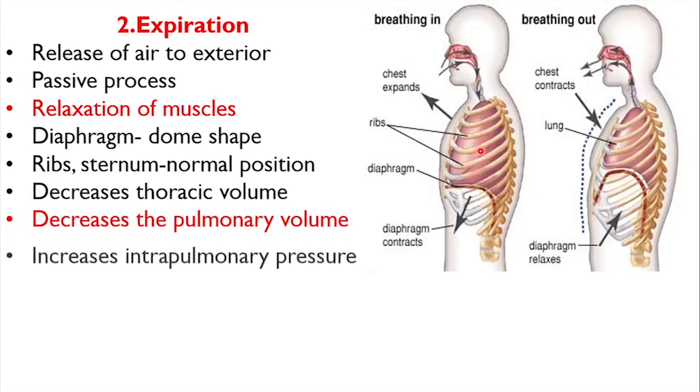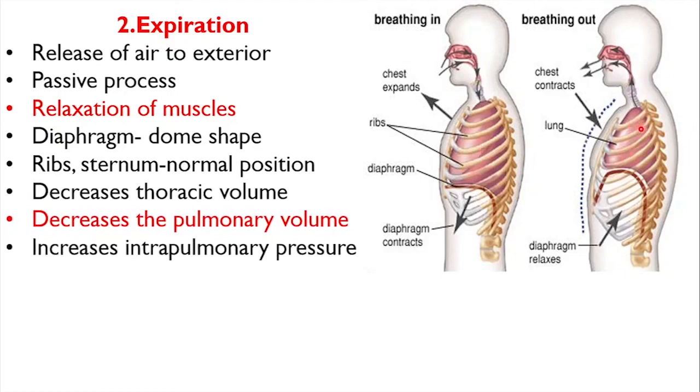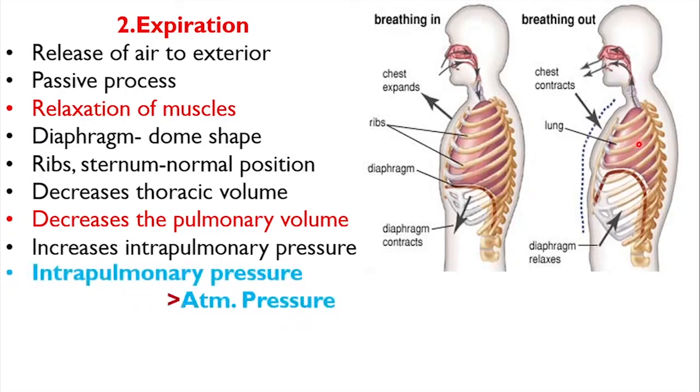When the pulmonary volume decreases, చూడండి పల్మనరీ వాల్యూమ్ తగ్గినప్పుడు the pressure in the lungs increases, the intrapulmonary pressure increases. When the intrapulmonary pressure is more than the atmospheric pressure, the air from the lungs is expelled out through these nostrils. This is the process of expiration, and expiration takes place by the relaxation of the muscles.